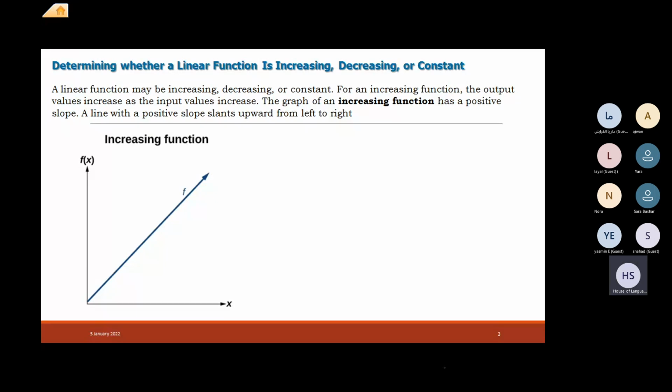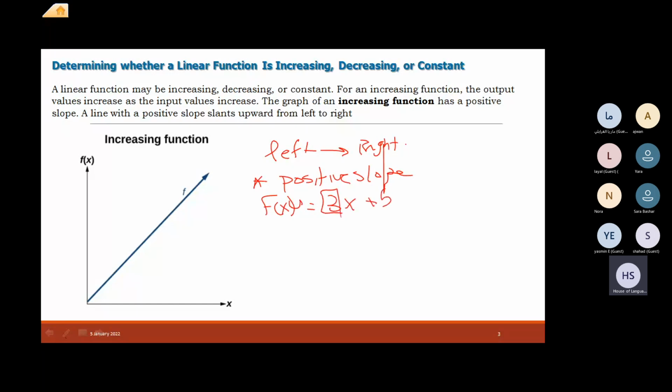We said that the increasing function goes from left to right. The increase has a positive slope. Like if you have an equation, f of x equals 3x plus 5, look at the coefficient of x. If the coefficient is positive, it means the slope is positive. It means the function will be increasing. So the increasing function has a positive slope and goes from left to right, as we said before.